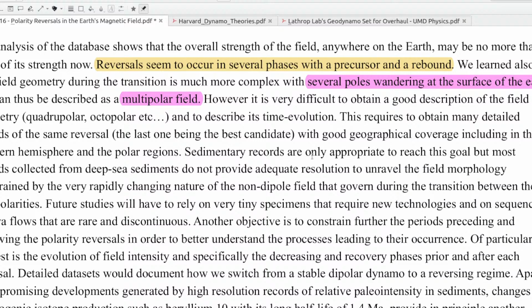Sedimentary records are only appropriate to reach this goal, but most records collected from deep-sea sediments do not provide adequate resolution to unravel the field morphology constrained by the very rapidly changing nature of the knots.